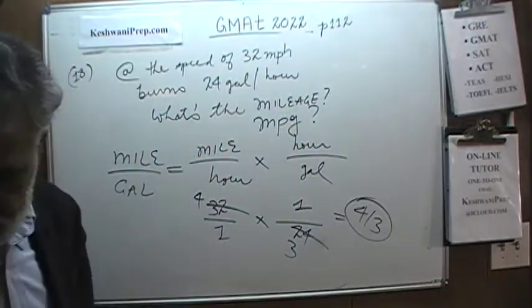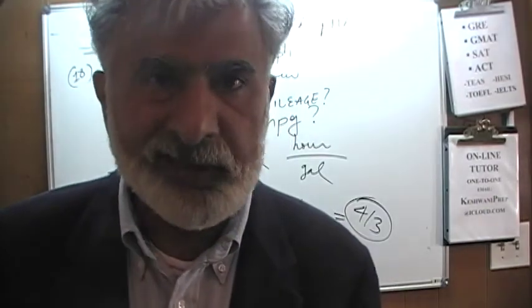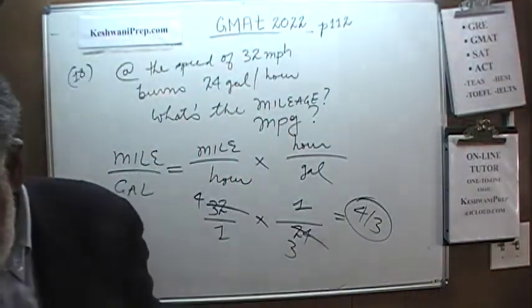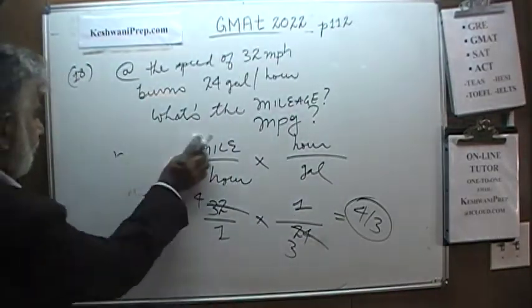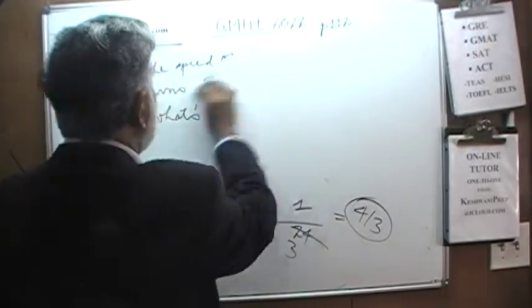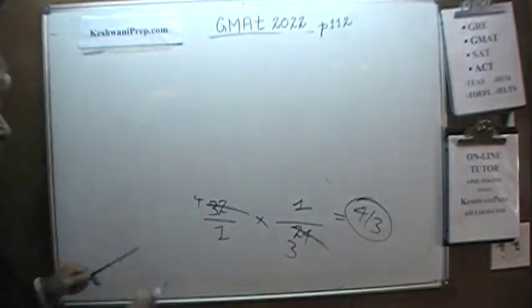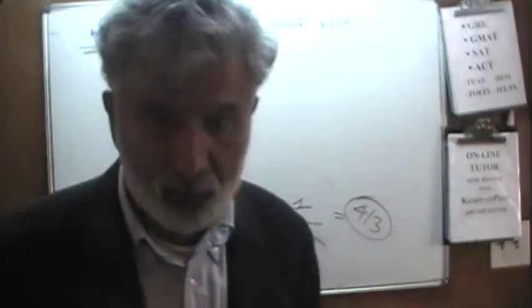It looks like we are getting approximately 1 1/3 miles out of every gallon of gasoline. Not a very good mileage. Barely 1 mile per gallon. 1 1/3. Number 19.